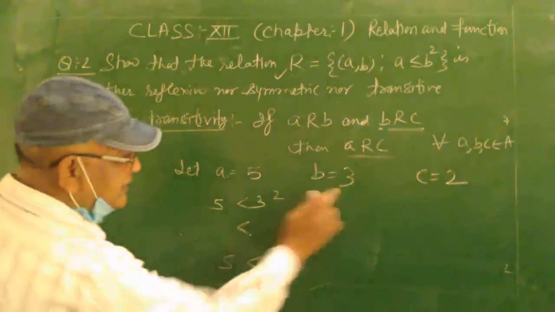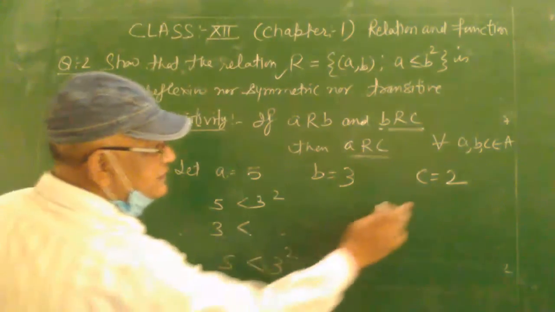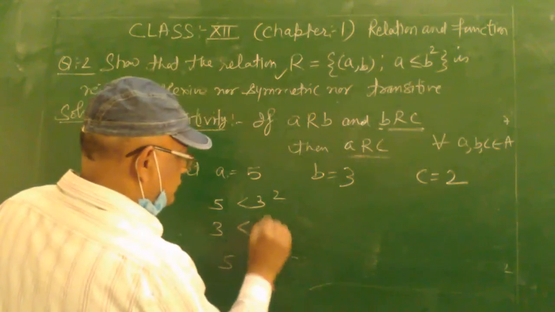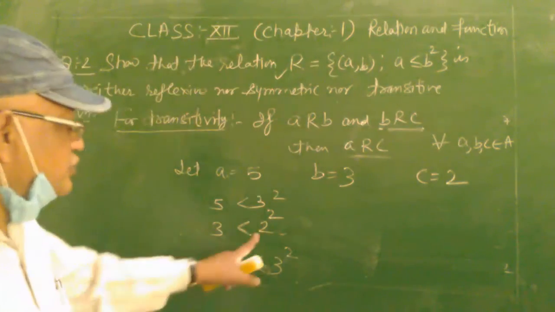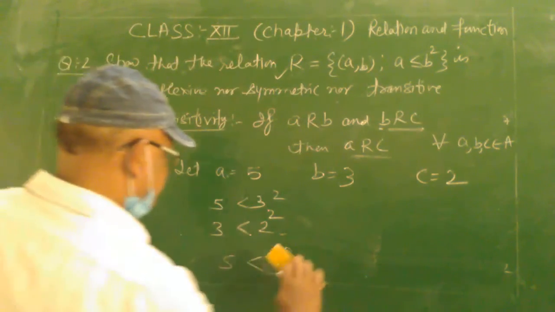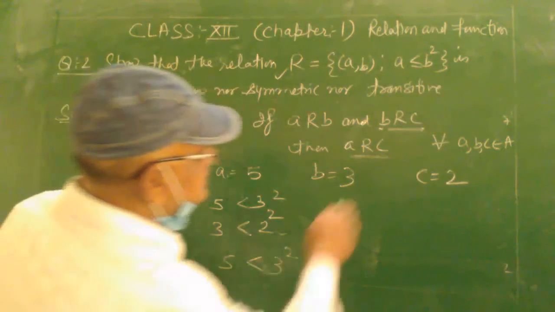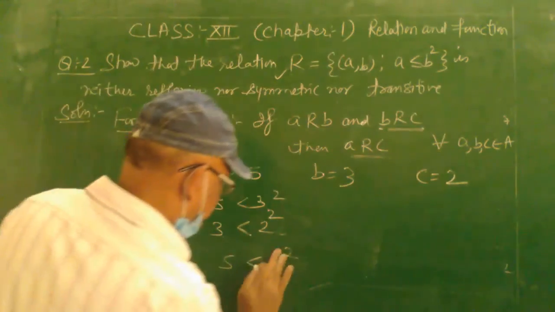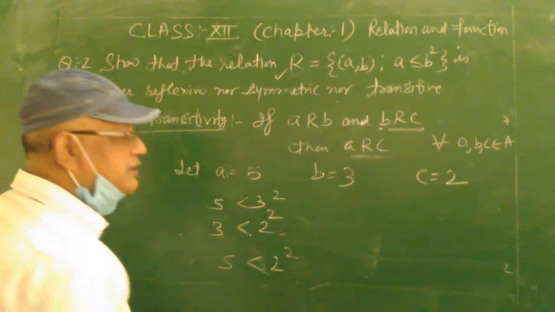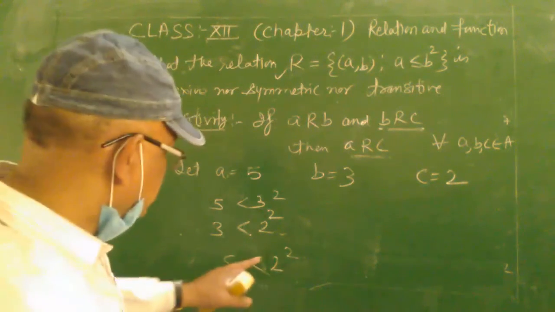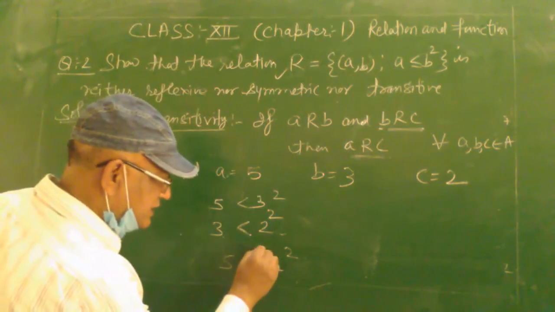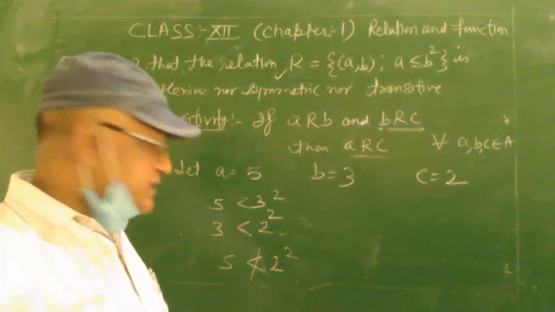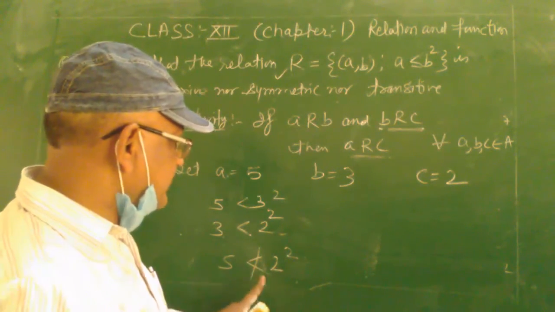B की जगह आप करिएगा 3. 3 is less than 2 square. It is correct. 2 square 4 होता है. But AC, now take the last one, that is A related to C. A की जगह आपने 5 पुट किया है और C की जगह आप 2 स्क्वायर पुट करेंगे. 2 स्क्वायर क्या होता है? 2 स्क्वायर इज 4. तो 4 आपके पास 5 से बड़ा नहीं होता है. So just 4 is not greater than 5.